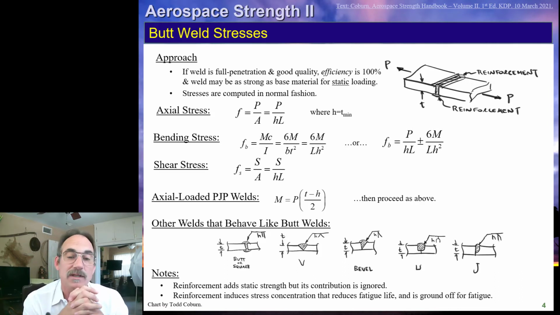Okay? Once again, if there's reinforcement, we're typically going to ignore it. And if you have a fatigue joint that needs to be good for fatigue, we'll often grind that off. Got that? That's how we analyze butt welds for stress.